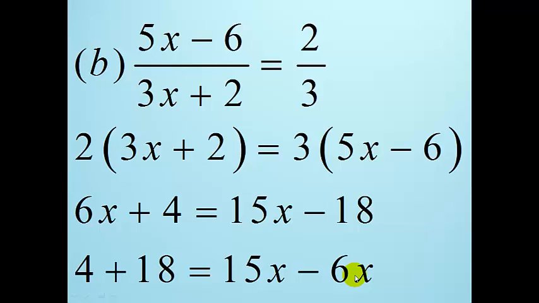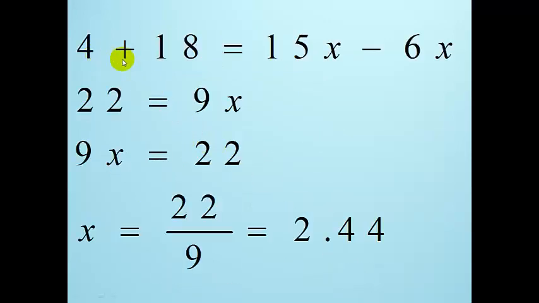Now let's proceed. From 4 plus 18 is equal to 15x minus 6x. 4 plus 18 equals 22. And this is equal to 15x minus 6x equals 9x. Now 22 equals 9x can also be written as 9x equals 22.